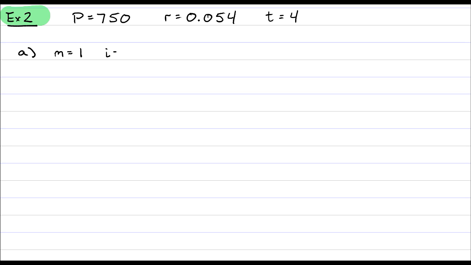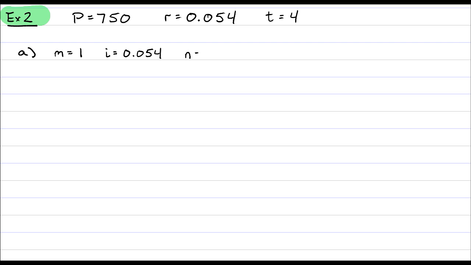I is the periodic rate of interest, which in this case happens to be the annual rate. So to calculate I, you just take your annual rate and divide by M. Well, no surprise, in this case, the periodic rate is actually equal to the annual rate because we are compounding annually.